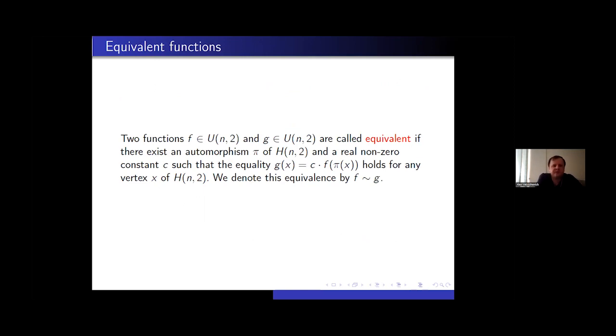Now we define one type of equivalence of functions. Two functions f and g defined on the vertex set of the hypercube are called equivalent if there exists an automorphism pi of the hypercube and a real non-zero constant c such that g of x is equal to c times f of pi of x for any vertex x of the hypercube.